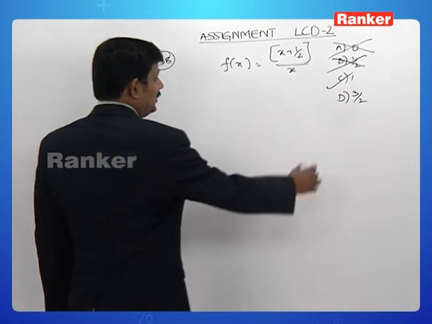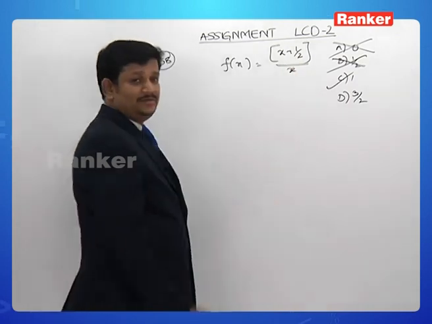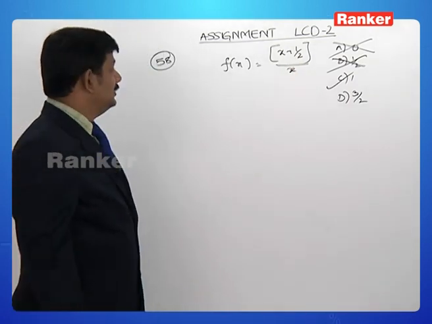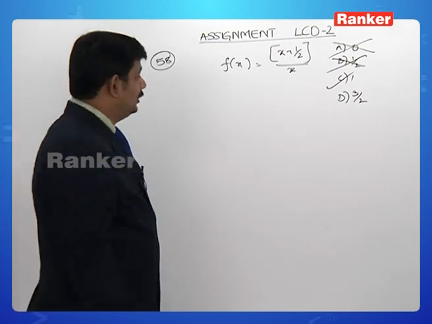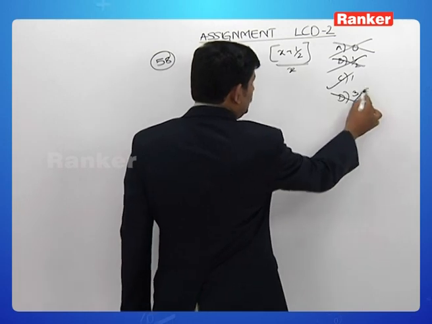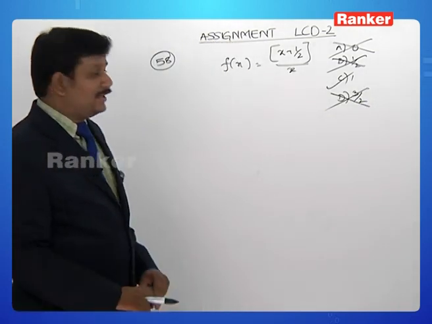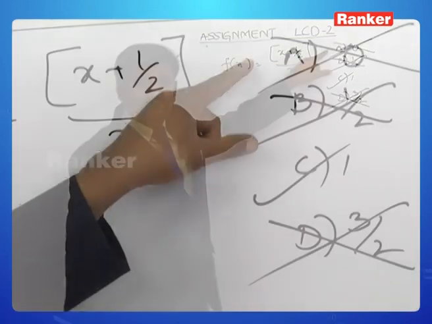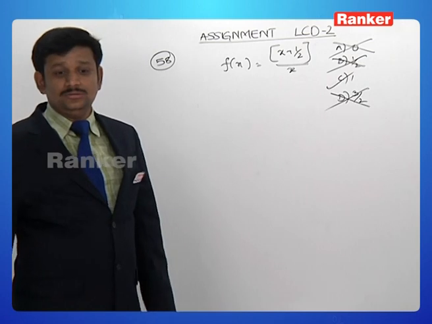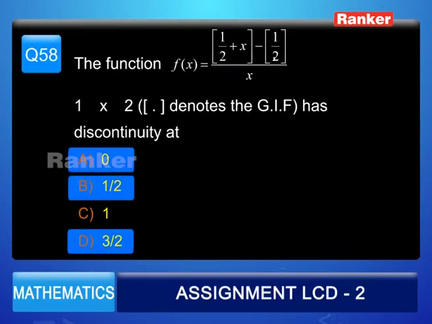And again at D, 3 by 2, 3 by 2 plus half tends to 2. Integral part of 2 minus would be 1, and integral part of 2 plus would be 2. There will be a difference between left hand limit and right hand limit, and function will come out to be discontinuous at x equal to 3 by 2. So function is discontinuous at 0, at half, and at 3 by 2, and we are asked for discontinuity. So answer is A, B and D.